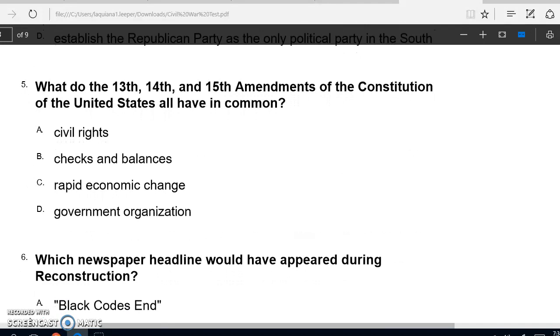Number 5. What do the 13th, 14th, and 15th Amendments of the Constitution of the United States all have in common? A. Civil rights. B. Checks and balances. C. Rapid economic change. D. Government organization.